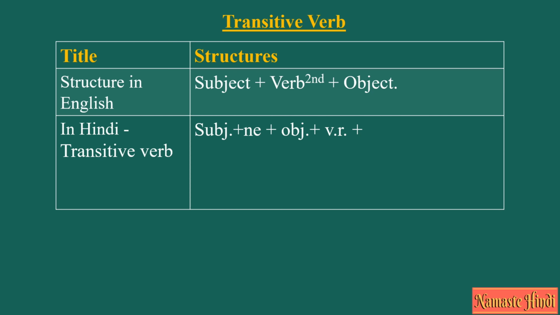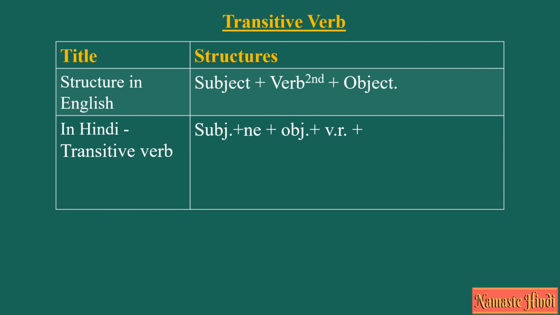Simple tense. Past simple tense has the same rules as present perfect tense, so please review that video if you haven't watched it. Sentence structure in English: subject plus verb of the second form plus object. In our previous video, we learned about transitive and intransitive verbs in detail. So here is the structure for transitive verbs in Hindi.